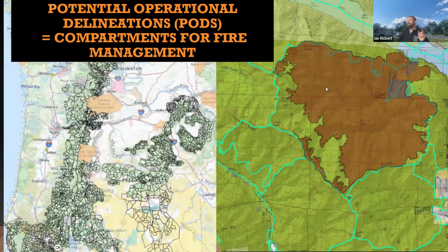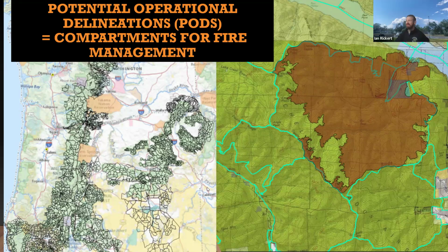Before we get to ISAP, one more common one, and you can find this data on the RMA dashboard. Pods, potential operational delineations. Often there's questions about the origins of this data and what it's really used for. So honestly, think about this as just compartments for fire management, right? We tend to think of stands and silviculture. Range has their own compartment. A lot of our different natural resources are ultimately viewed in the context of a small spatial footprint, right?